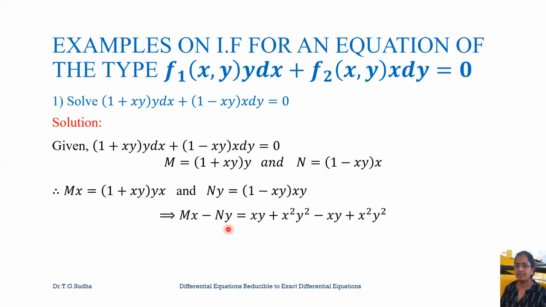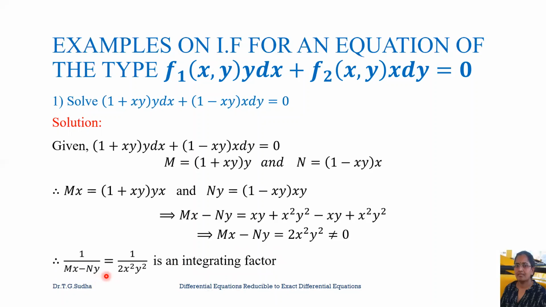Consider Mx - Ny, and that will be equal to xy + x²y² - xy + x²y². Here we can see that xy gets cancelled with the minus xy and gives us 2x²y², and this is not equal to 0. That is, Mx - Ny is not equal to 0. Therefore, 1 over (Mx - Ny), that is 1 over 2x²y², is an integrating factor for this given differential equation.